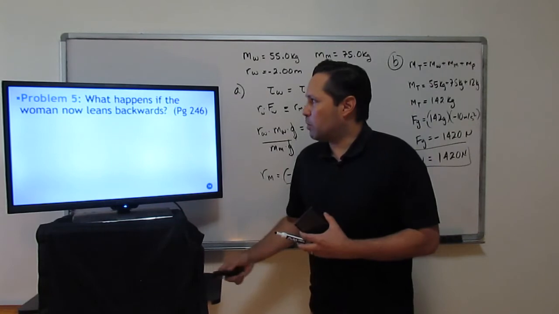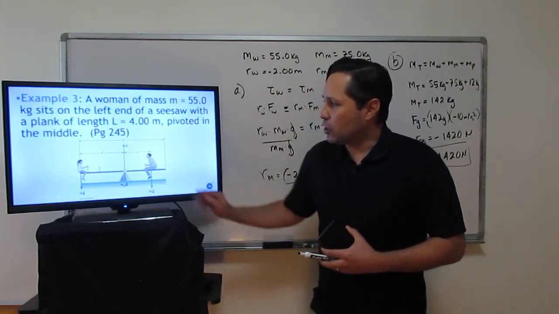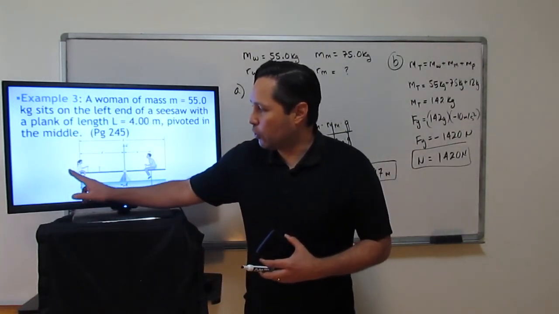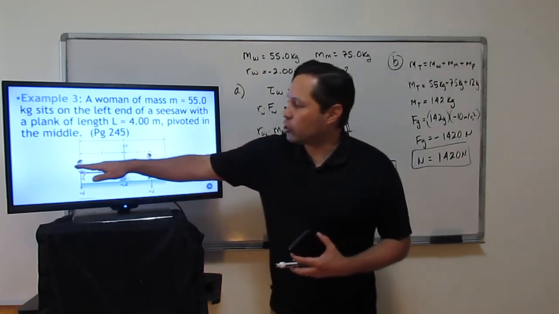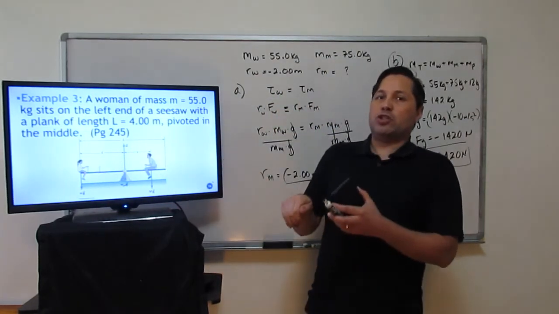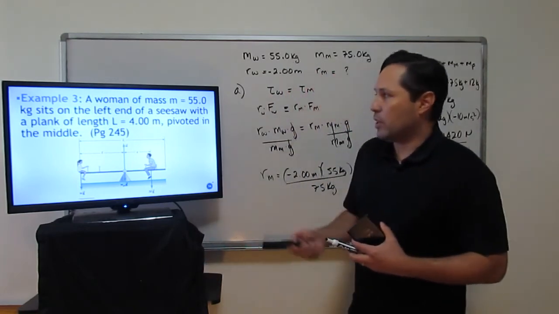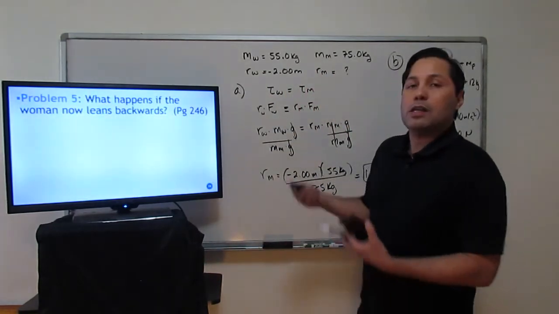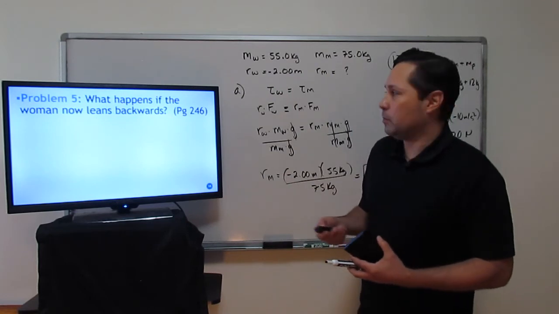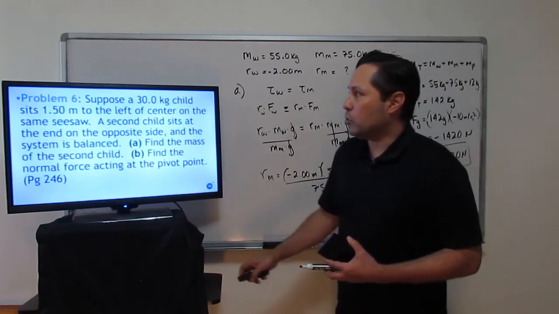So, let's bring up the picture. As she leans backwards, her center of mass moves further away, giving her more torque. Now she will go down and he will go up because she leaned backwards, moving her center of mass further away from the pivot point. So that's what would happen. She would go down, he would go up. They're no longer in equilibrium. Alright, let's move along to the next one.